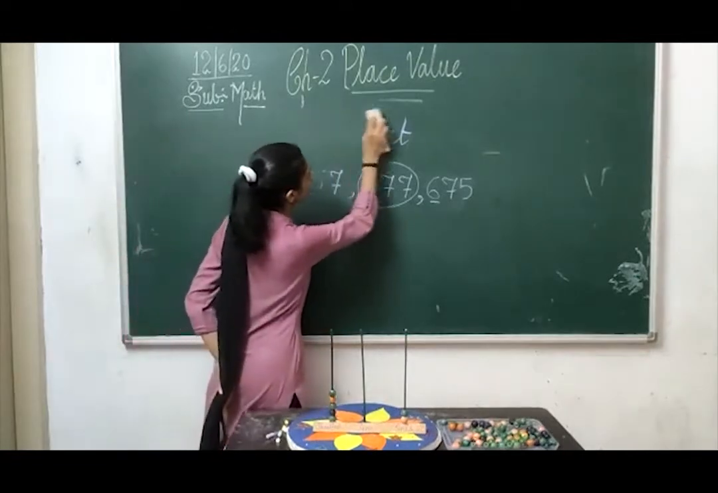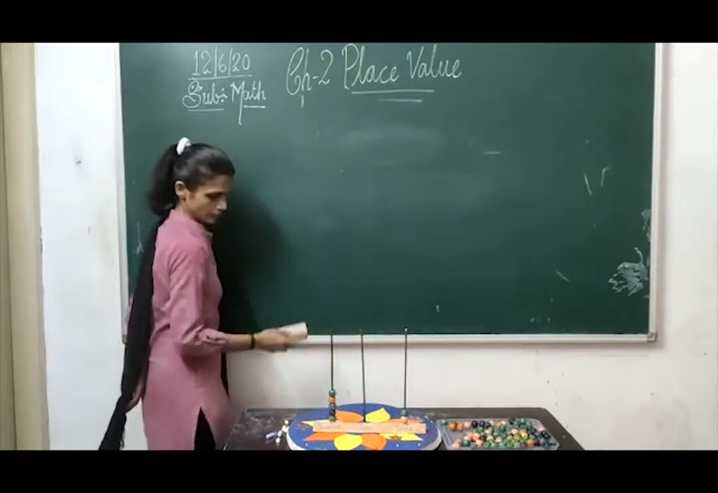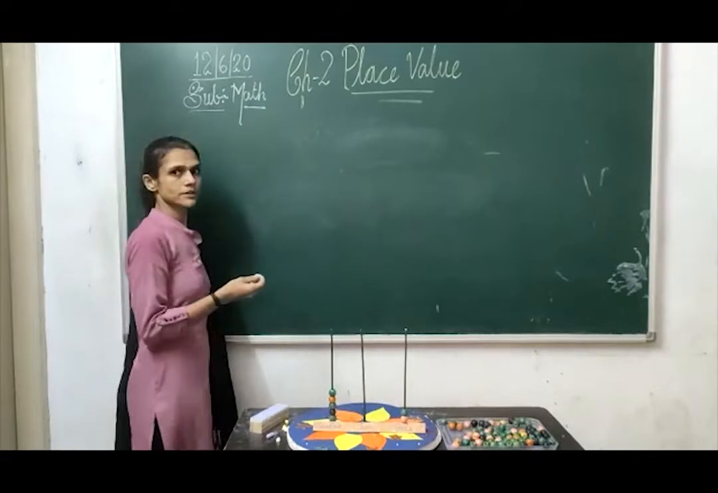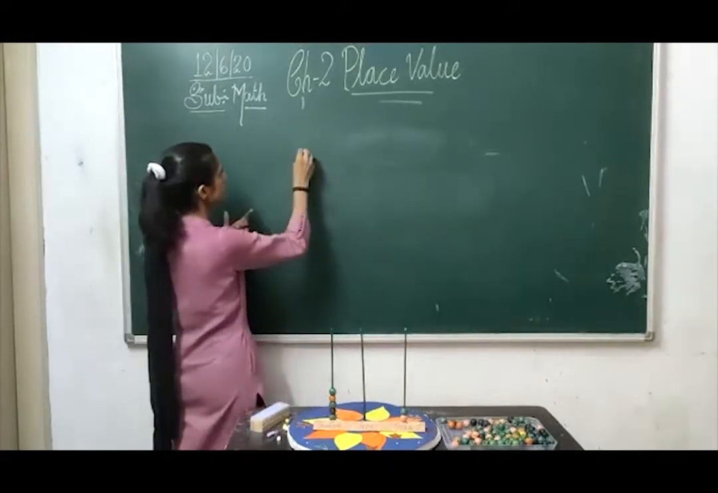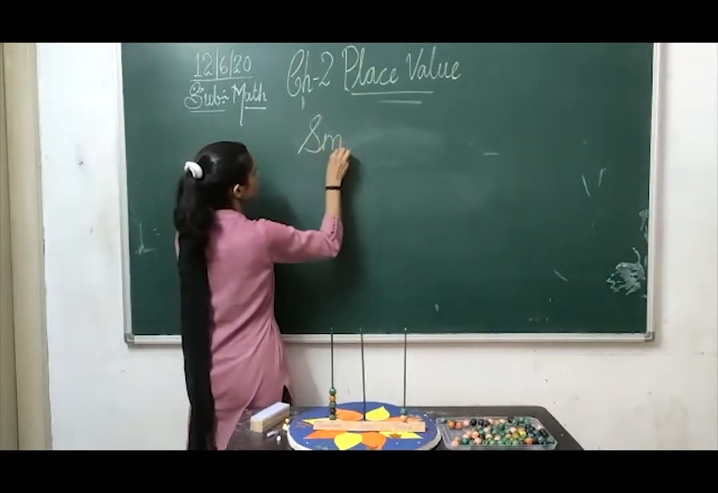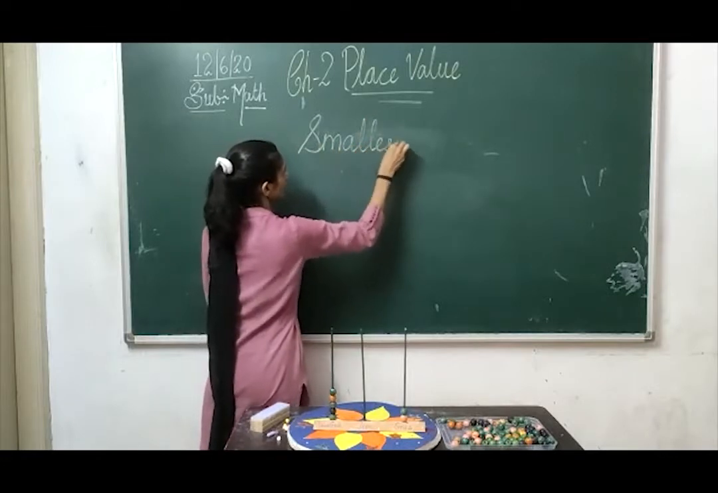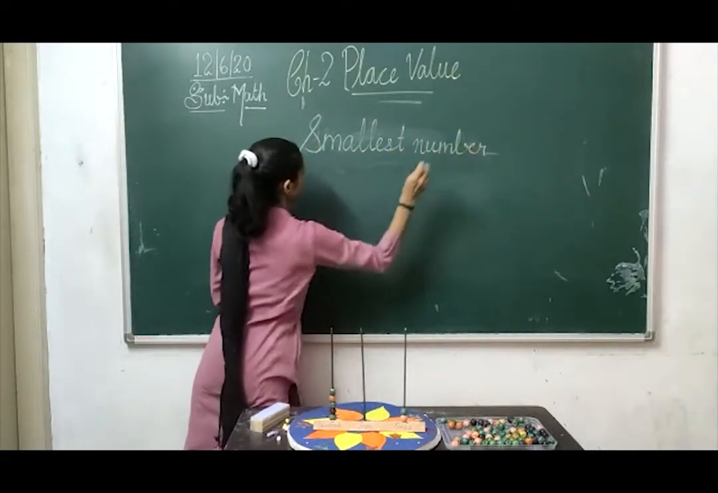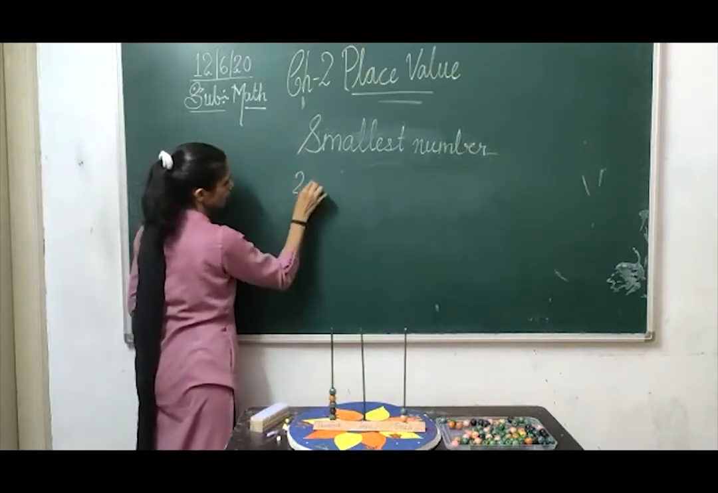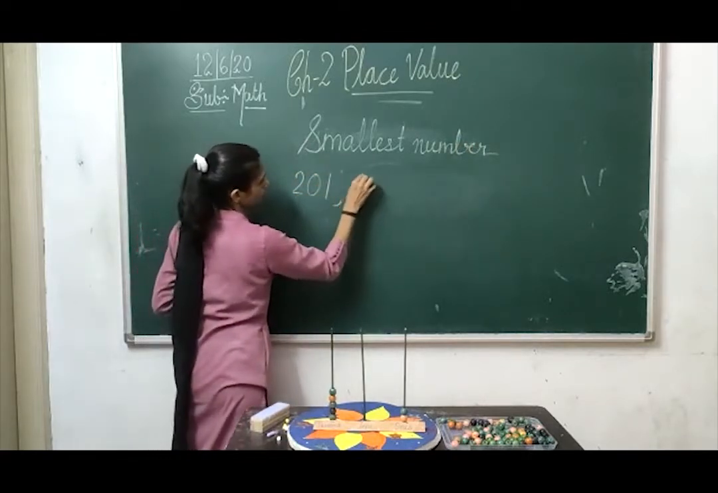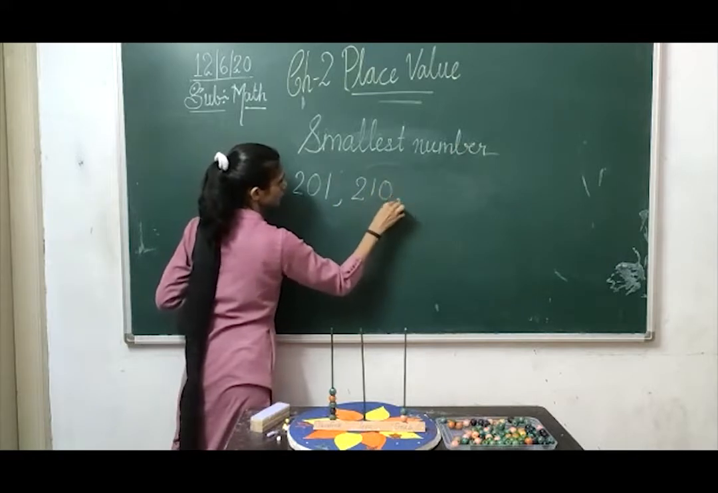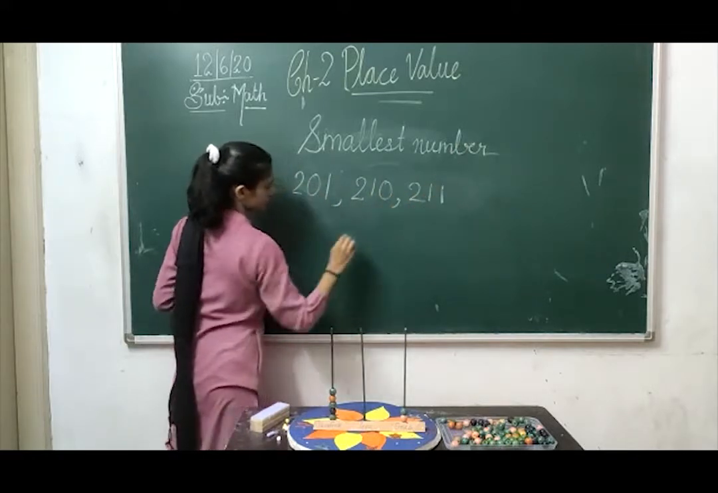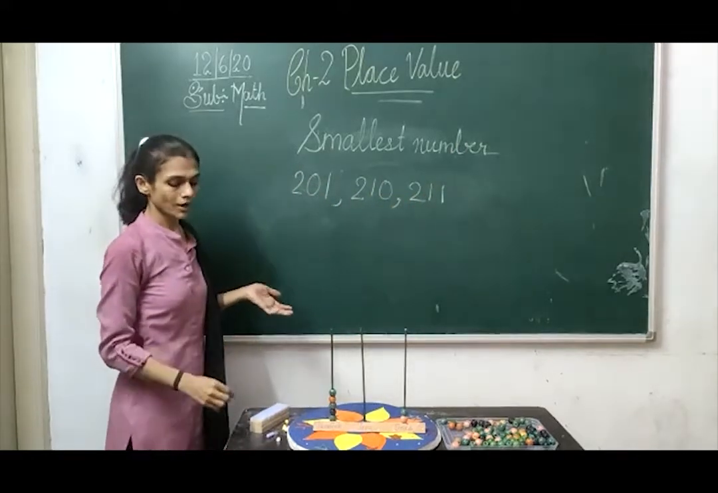Okay. Now our fifth topic is smallest number. What is smallest number? Smallest means the small one. Which one is small? If I take 201, 210, 211. Okay, now I want to find the smallest number.